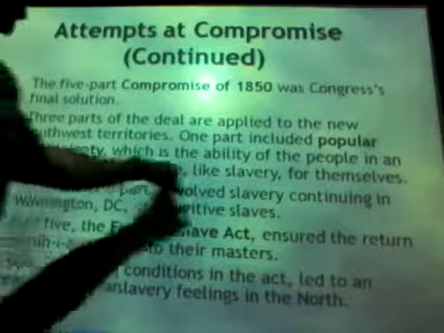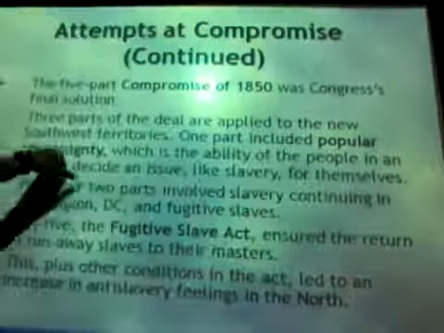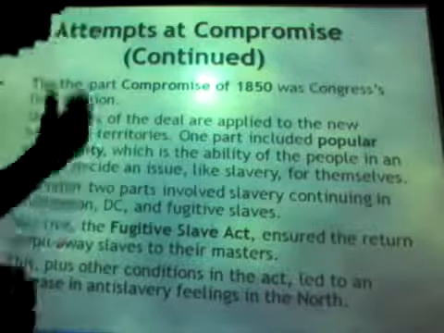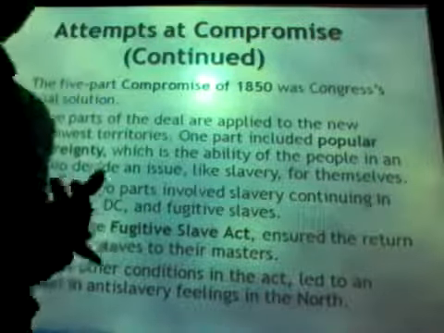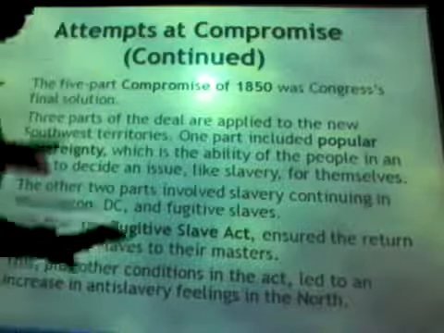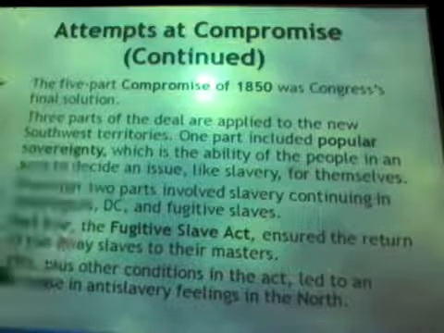One other key aspect we need to know is popular sovereignty. In the territories, popular sovereignty is the belief that they should have the right to vote on the issue of slavery. It shouldn't be forced on them by the federal government once again, and they feel like citizens in those new territories should be able to vote to decide if it will be free or slave.